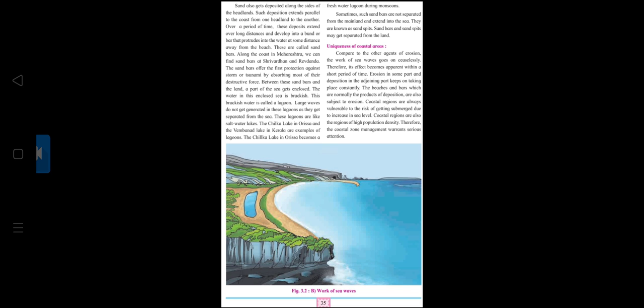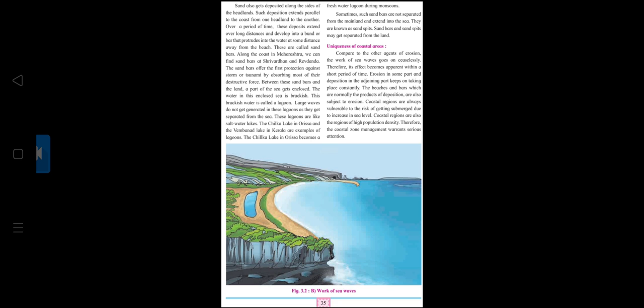These are called sandbars. Along the coast in Maharashtra, we can find sandbars at Srivardhan and Revadanda. The sandbars offer the first protection against storm or tsunami by absorbing most of their destructive force. So these sandbars basically protect against a storm or a tsunami. How? By absorbing most of their destructive force. They absorb all that destructive force. Between these sandbars and the land, a part of the sea gets enclosed. The water in the enclosed sea is brackish.